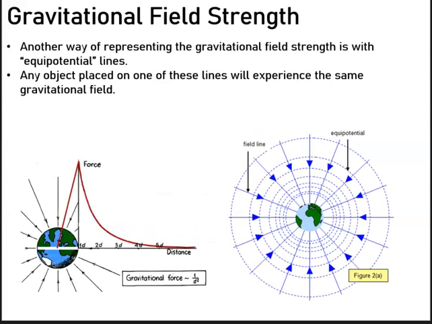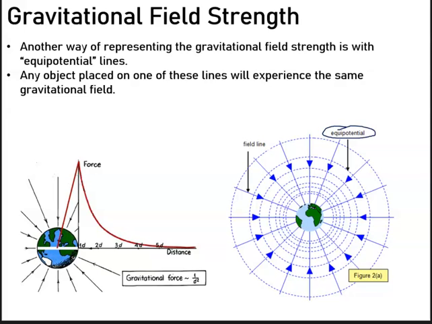All right, so the next couple of slides are just additional explanation that you don't necessarily need, but I'm going to give them to you anyways. So we have another way of representing the gravitational field strength, and that's using something called equipotential lines.